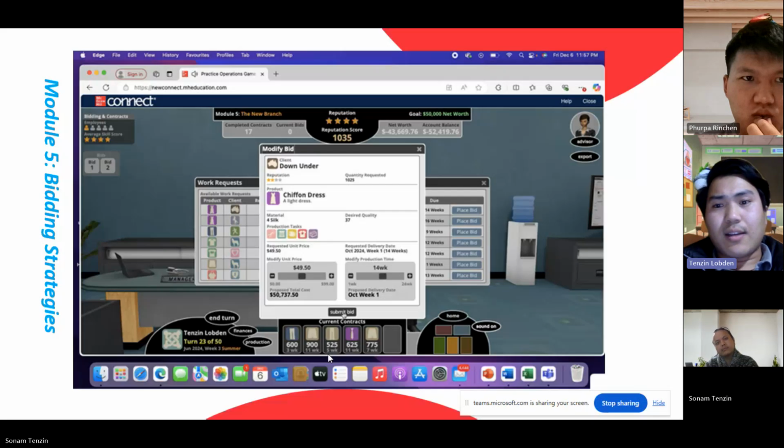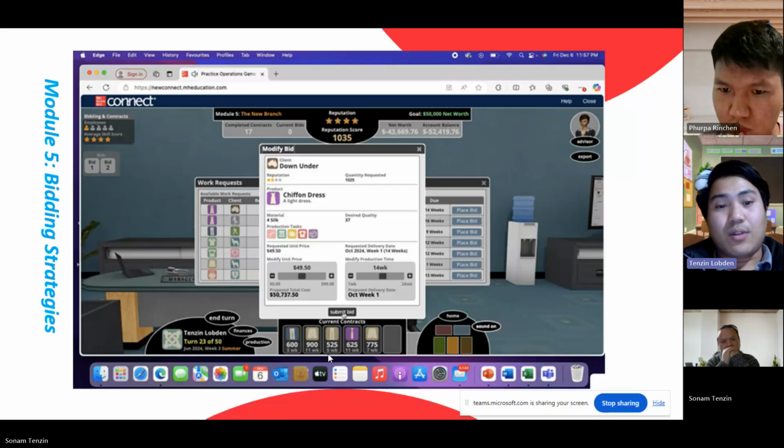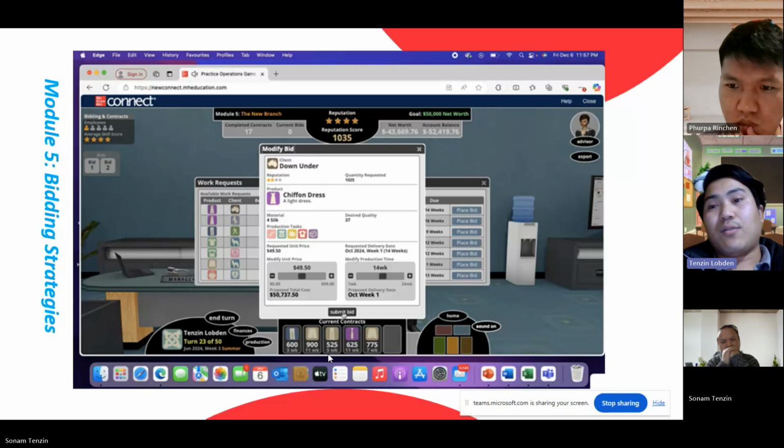So after everything is set in receiving and production plan, the next strategy is to bid. In the bidding process, we ensured our bids were aligned with our reputation. Like Sonam said, if our star is one, we have to bid for one. If our star is four, we can bid for any stars, any reputation stars. We also consider the total value of each contract, its duration and deadlines.